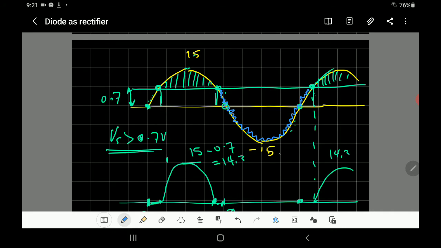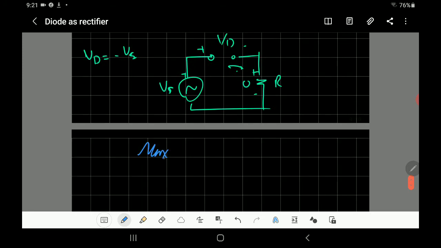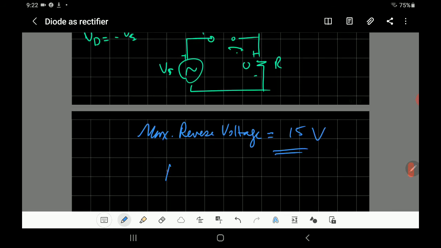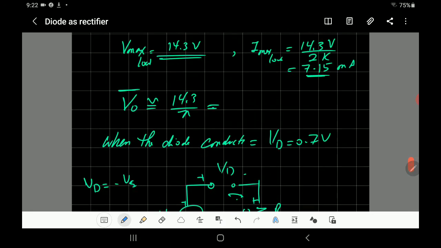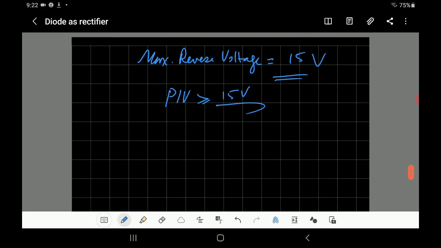The maximum reverse voltage across the diode is equal to 15 volt in the opposite direction. So when you buy a diode, you have to make sure that your BIV is greater than 15 volt. So that's the solution of the problem of the half-wave rectifier when you have a practical diode.